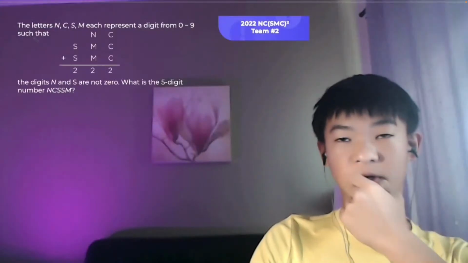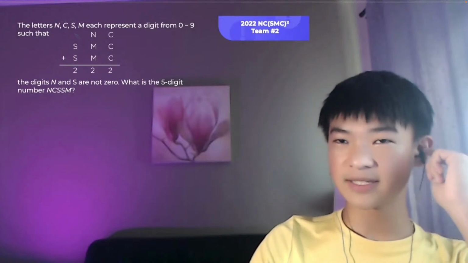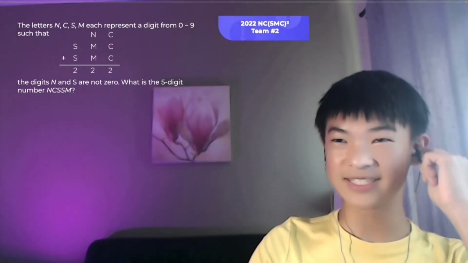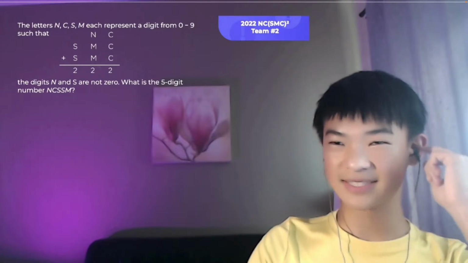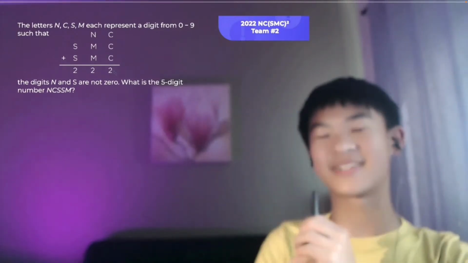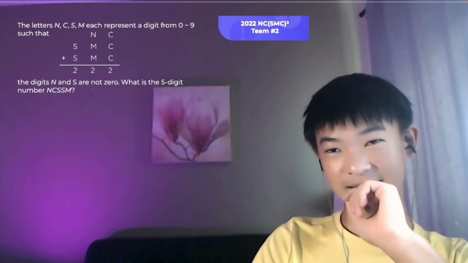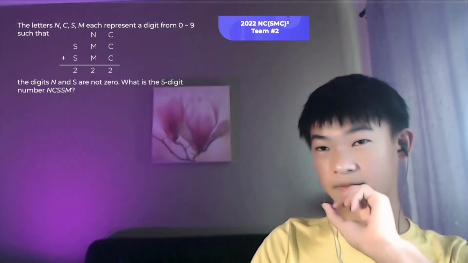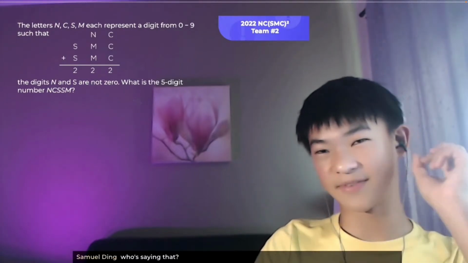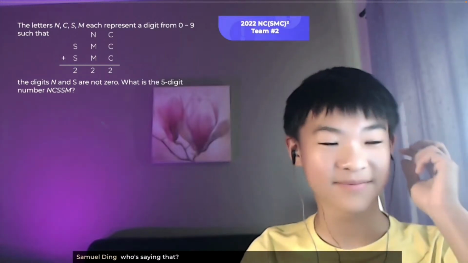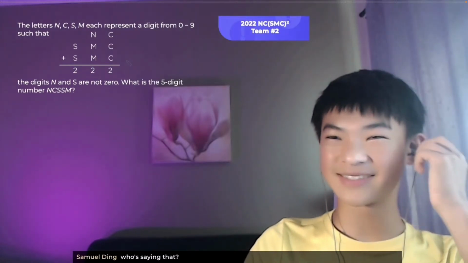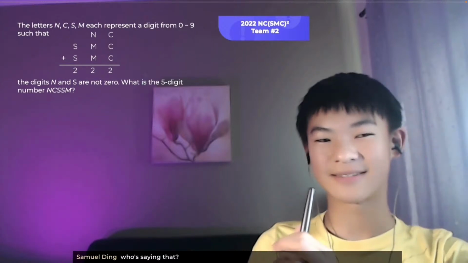Okay, let's keep going. The letters N, C, S, and M each represent a digit from 0 to 9, such that we have this adding expression. The digits N and S are not 0. What is the 5-digit number NCSSM? So we want to add these.